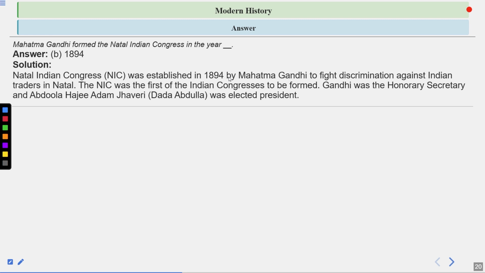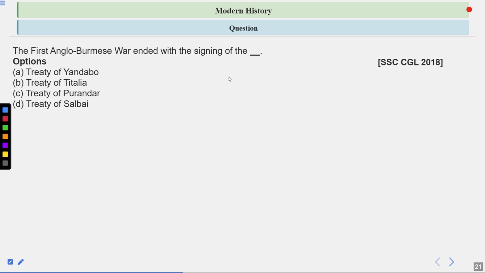The Natal Indian Congress was established in 1894 by Mahatma Gandhi to fight discrimination against the Indian traders in Natal. The NIC was the first of the Indian Congresses to be formed. Gandhi was the honorary secretary and Abdullah Haji Adam Javeri, Dada Abdullah, was elected president. Next question is, the first Anglo-Burmese War ended with the signing of the, options are Treaty of Yandabo, Treaty of Titalia, Treaty of Purandar, Treaty of Salabai. To answer, ten seconds are there. Time starts now.